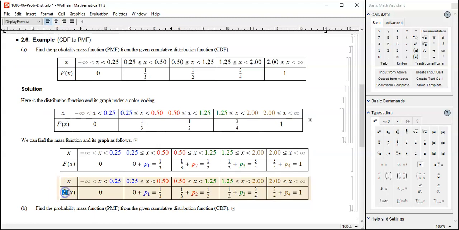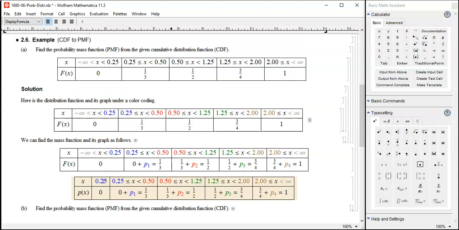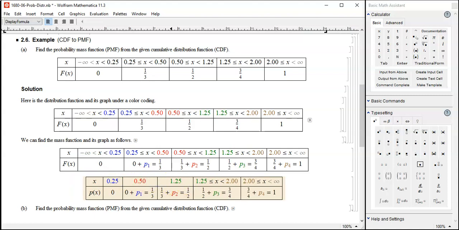Okay, what do I want? I want the probability mass function. And where are the masses? The cutting point here, 0.25, there goes my first mass. And then 0.5, there goes my second mass. And then 1.25, that's the third. And 2.0, that's the fourth. And then finally, all done.